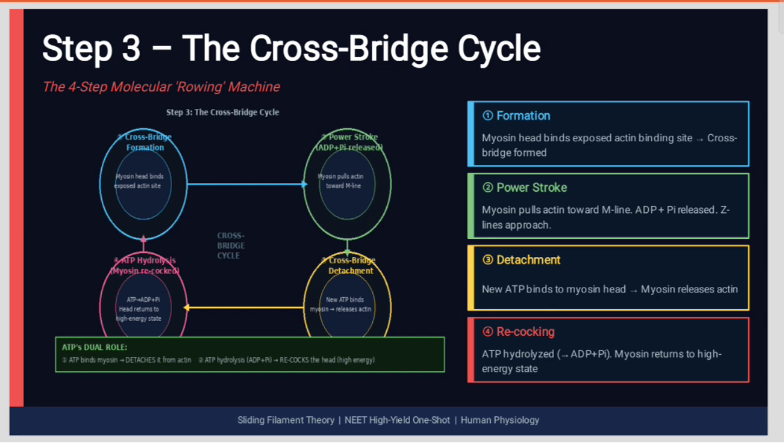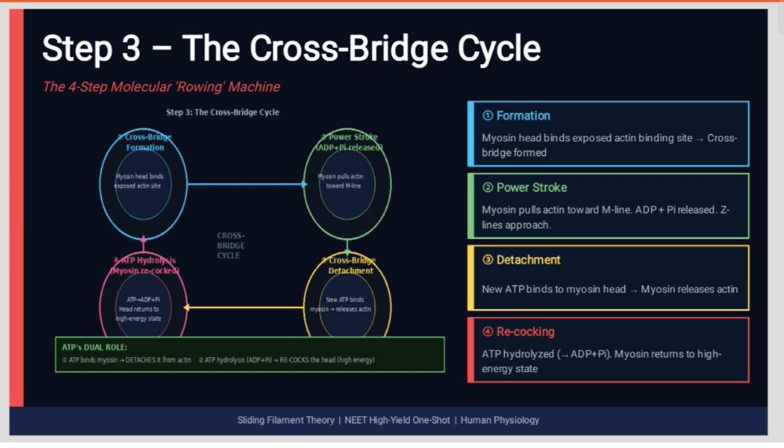The first step is cross bridge formation. Remember, the myosin head is already in its high energy cocked position. It is holding ADP and Pi from the previous cycle's ATP hydrolysis. The exposed actin binding site allows the myosin head to attach and form the cross bridge. The system is now locked and loaded.